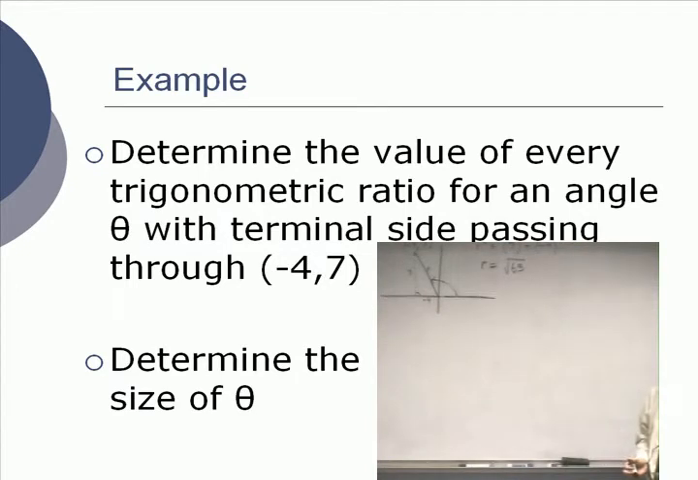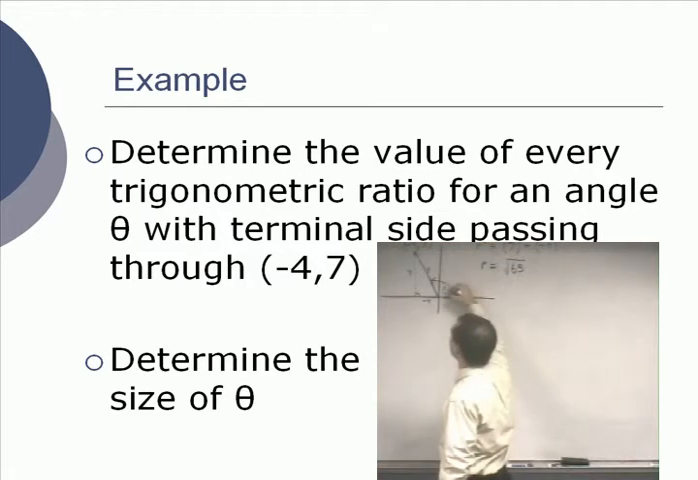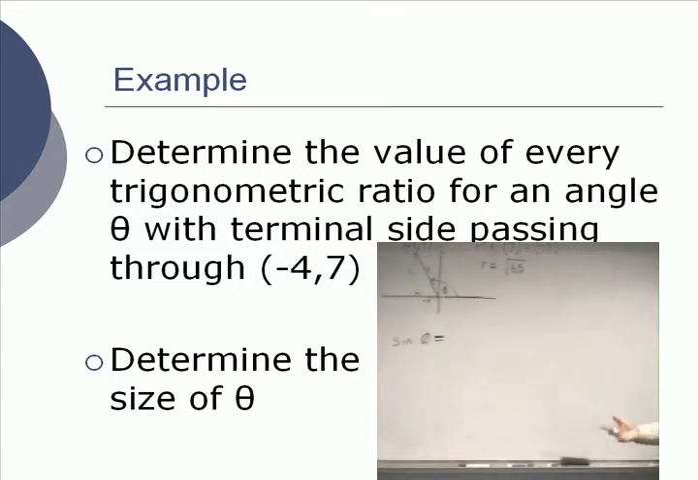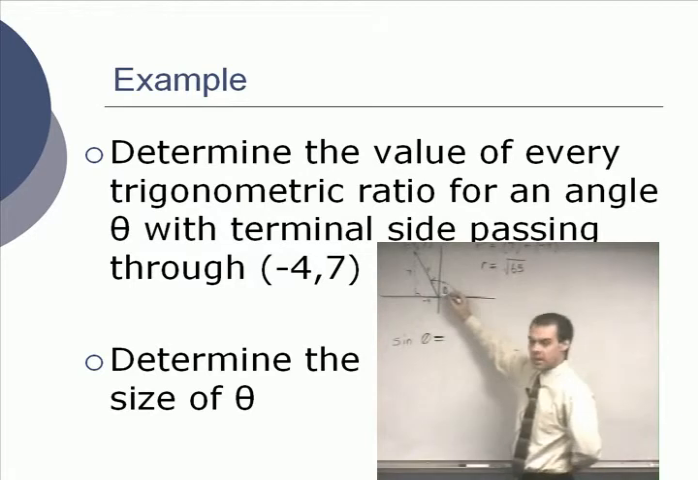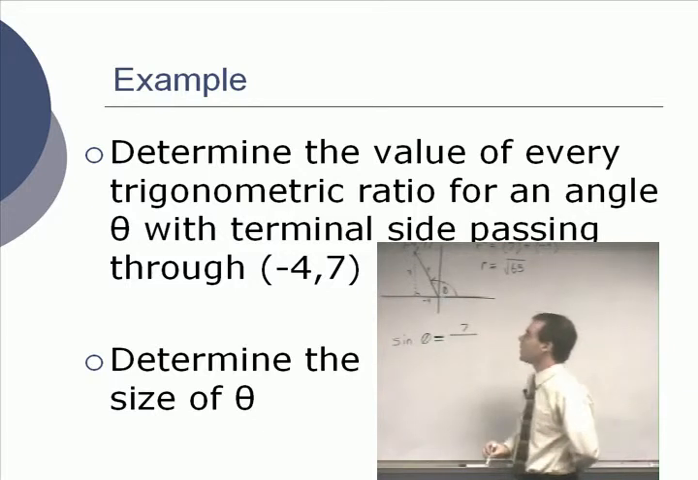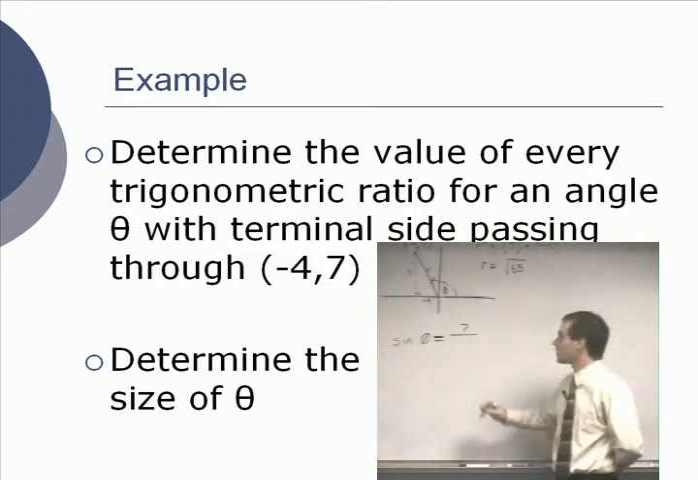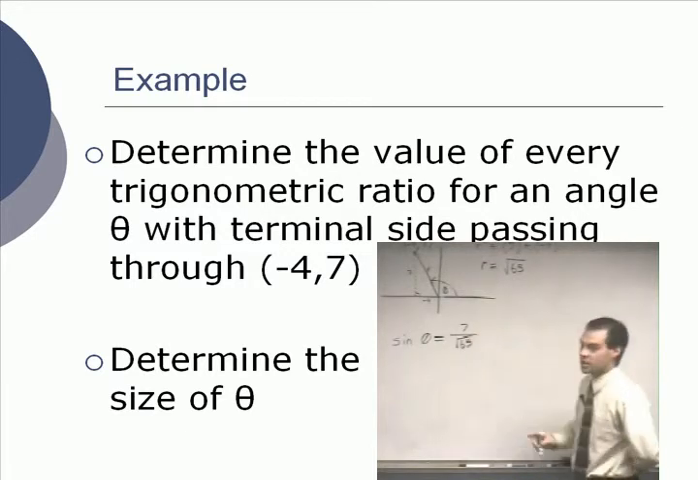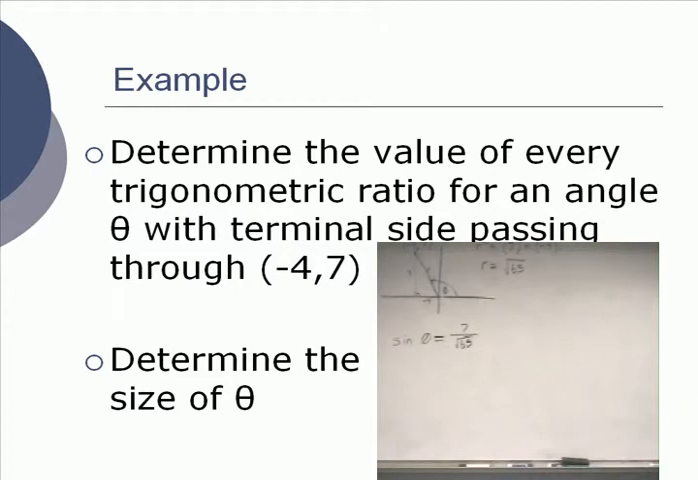Okay, well, now we know all three sides of this reference triangle. Now we can answer the question about what are the three trigonometric ratios. This is our angle theta. So we know that sine of theta is opposite over hypotenuse. Well, from right here, what's our opposite side? 7 over, and our hypotenuse in this case is square root of 65. Now we're going to rationalize that, but let's stop right there for just a second.